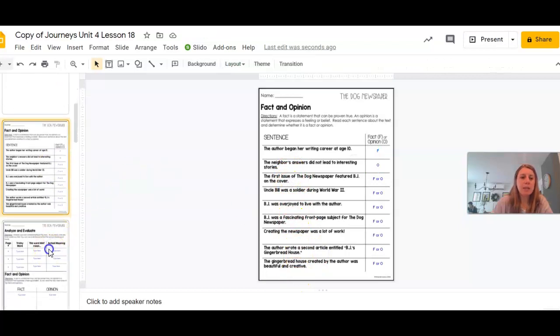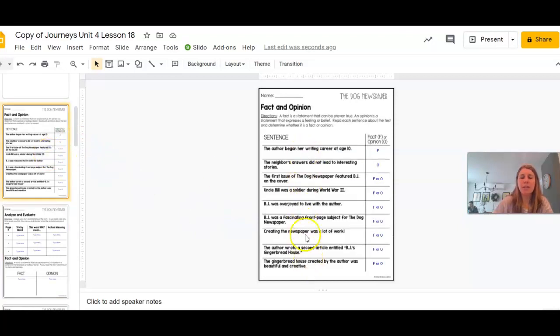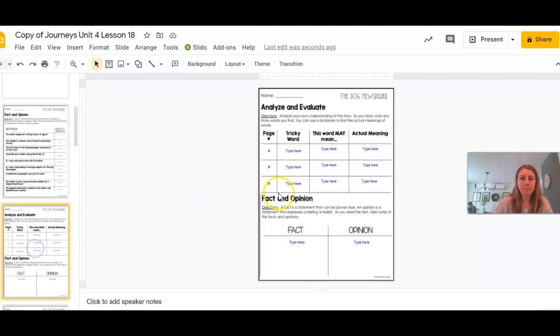When you get down to the next slide, you're going to come up with your own fact and opinions. I would like you to pick at least 3. How many? 3. Please do not use facts and opinions that were on the previous slide.